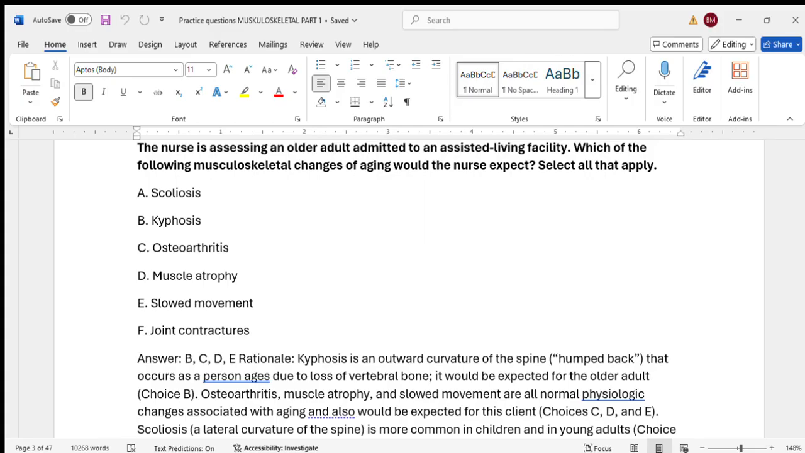We reviewed another question similar to this one, right? I told you we need to be focused. They are gonna bombard us from different angles. So scoliosis is not a musculoskeletal change related to aging. Kyphosis it is. Osteoarthritis also, right? Muscle atrophy also, slow movement and joint contractures. So we know the answer is B, C, D, E, okay?